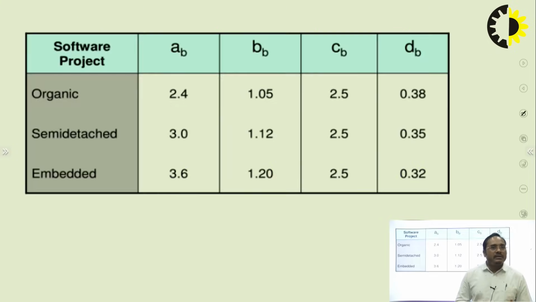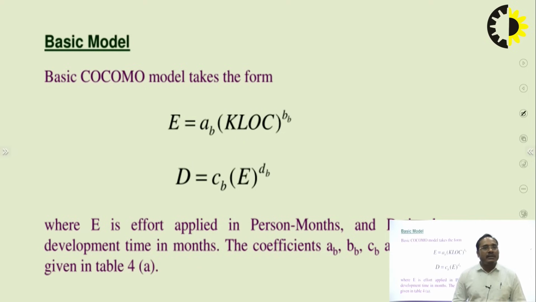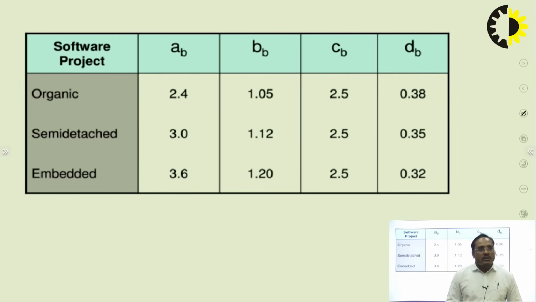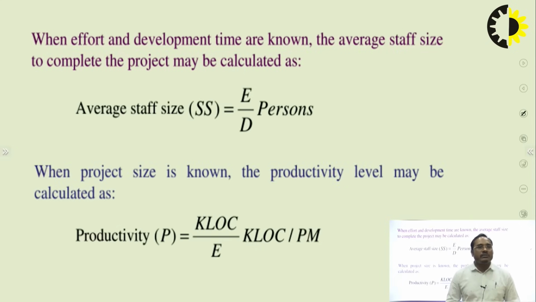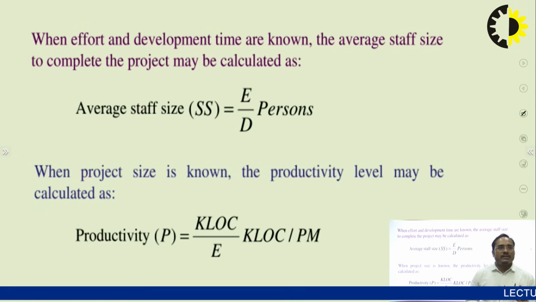So what is the E? E is the effort applied in person-months. And what about the D? D is the development time in months, that is, how much time is taken to develop the project. So by using this formula, average staff size, called SS, equals E divided by D, you can calculate the number of staff.